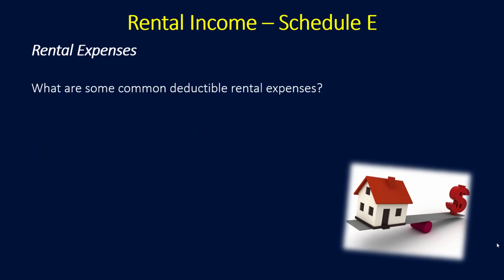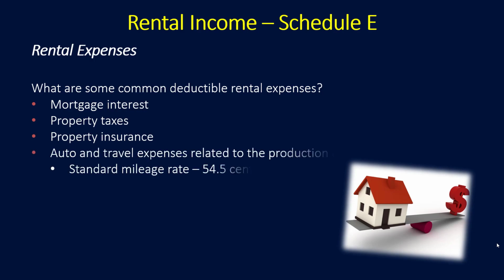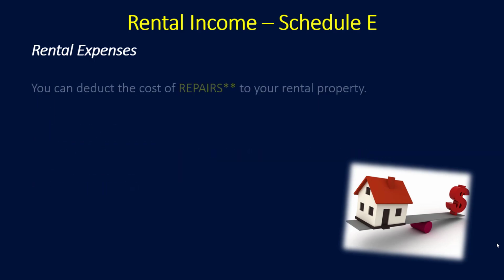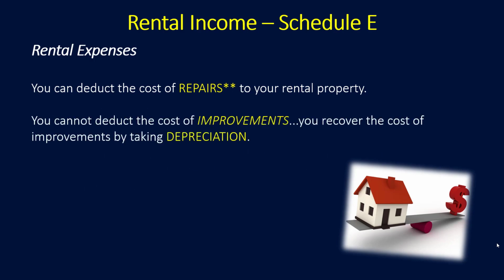So what are some of the more common deductible rental expenses? Mortgage interest, property taxes, property insurance, auto and travel expenses related to the production of rental income and the standard mileage rate, 54.5 cents per mile. Property repairs. You can deduct the cost of repairs to your rental property. You can't deduct the cost of improvements. You recover the cost of improvements by taking what's known as depreciation.